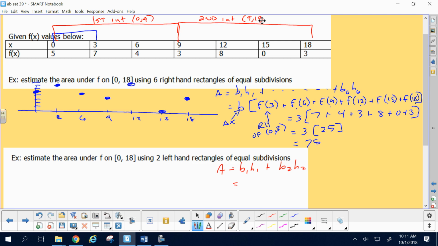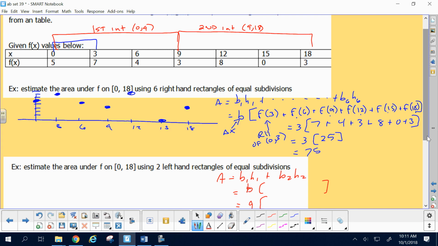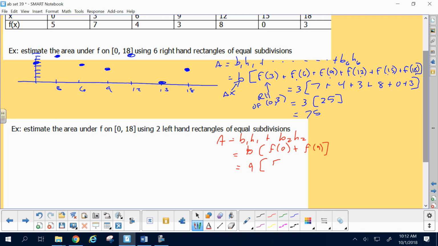You could definitely factor out. In this case, it's not too much writing if I don't factor it out. But let's say I factor out my base, and that's 9. Cool. Okay. The heights need to be communicated where you're drawing them. Your first subinterval is from 0 to 9, yeah? If I'm using left-hand rectangles, do I use f at 0 or f at 9? F at 0. So height 1 should be f at 0. My next region is from 9 to 18. If I use the left edge, then I use f at 9. Now go to your table. 9 times f at 0, which was 5, plus f at 9, which was 3. What's your estimate? 72. Okay, good.